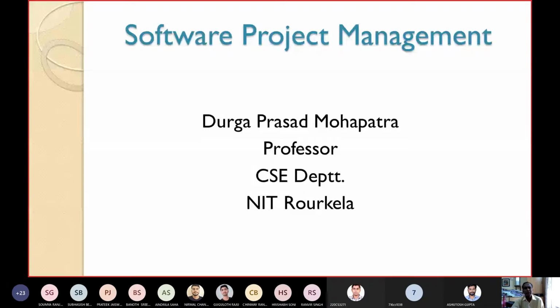Let's now start. So last class we discussed function point metrics. I have told that there are different kinds of function point metrics. Now let's see the remaining types of the function point metrics.